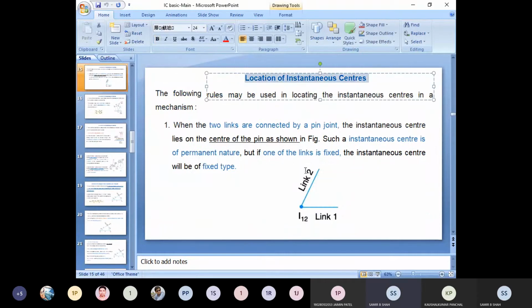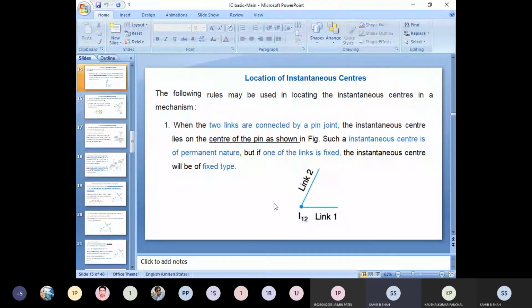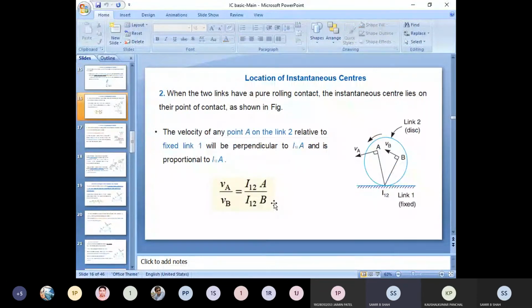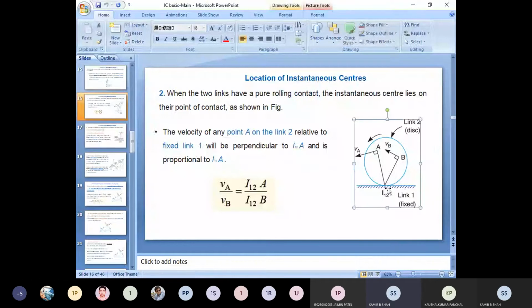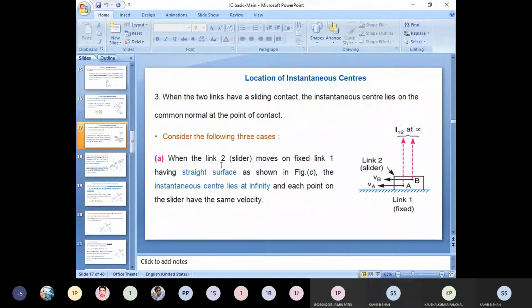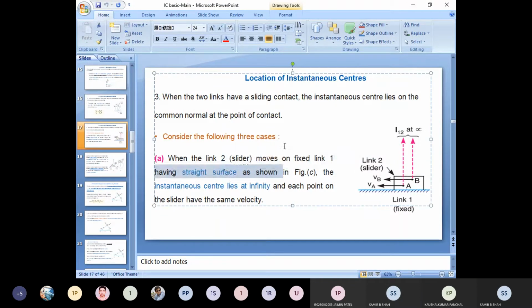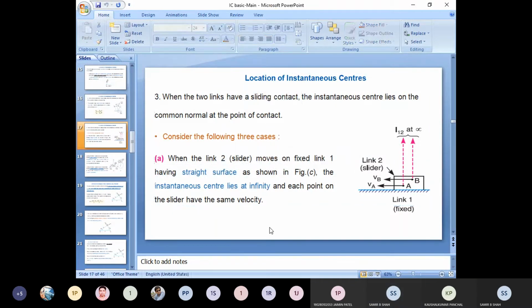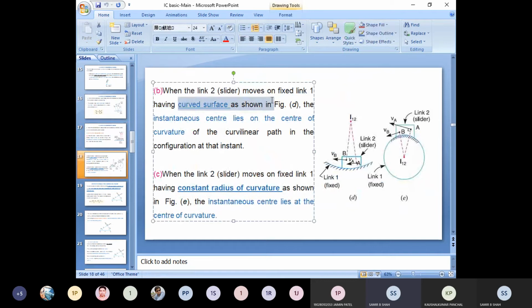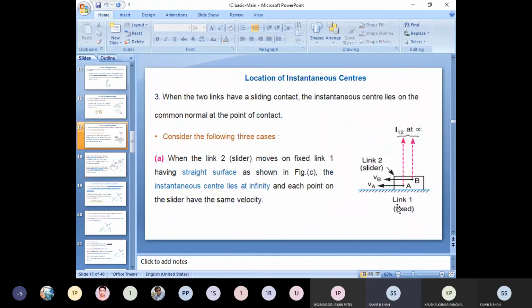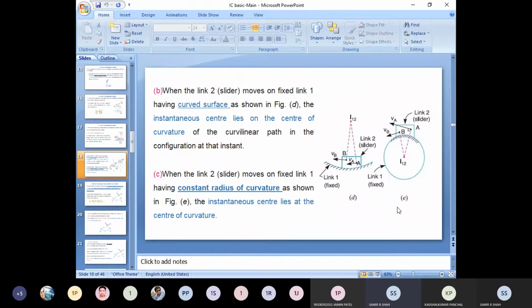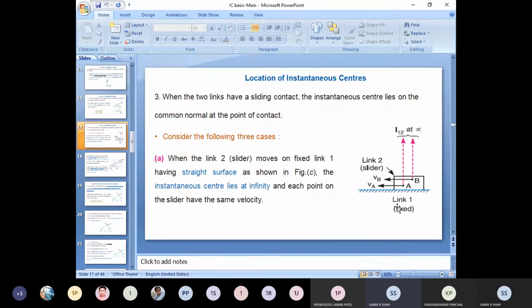we have some basic rules. If the joints are made by a pin joint, or it may be a pure rolling contact, or it may be a pure sliding contact, or it may be a curved surface, or the contact between two surfaces may be with the help of constant radius of curvature. Okay, so as per the different kinds of surfaces we have different locations for the I center.